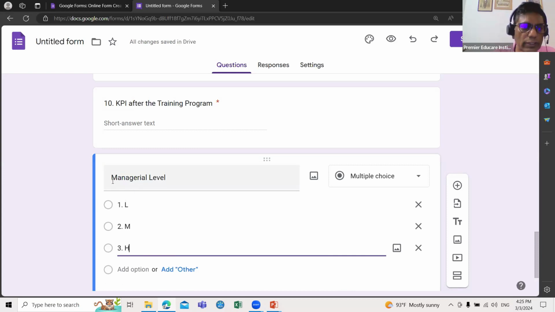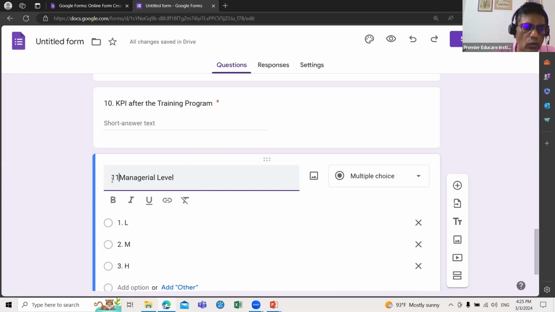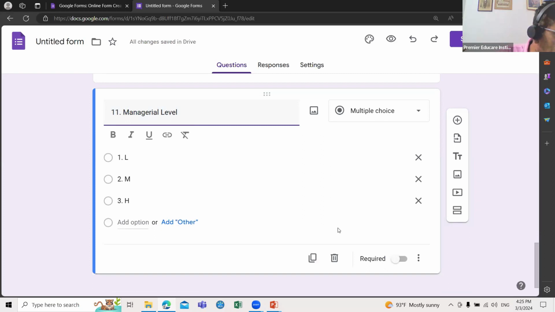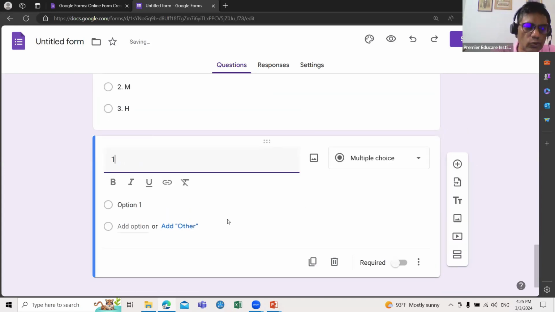So now, this is question number 11. Okay, right, let's go. Now we are in question number 12, right? I think it's okay. So add another question. This is question number 12. What is that? Employee satisfaction overall, right? Overall. Okay, so let's see. I think there are 7. So this is called Likert scale.